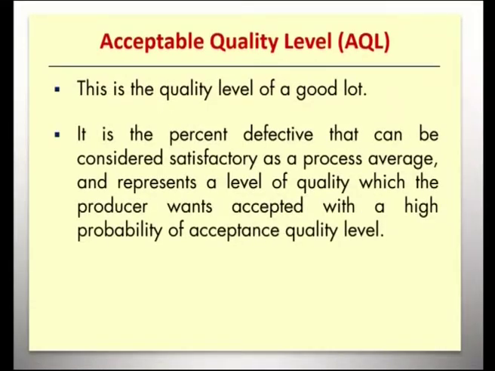Now, we will step into discussing various concepts regarding the acceptance sampling inspection plan. First one is AQL, that is acceptable quality level. This is the quality level of a good lot. It is the percent defective that can be considered satisfactory as a process average, and represents a level of quality which the producer wants accepted with a high probability of acceptance. It is called AQL.